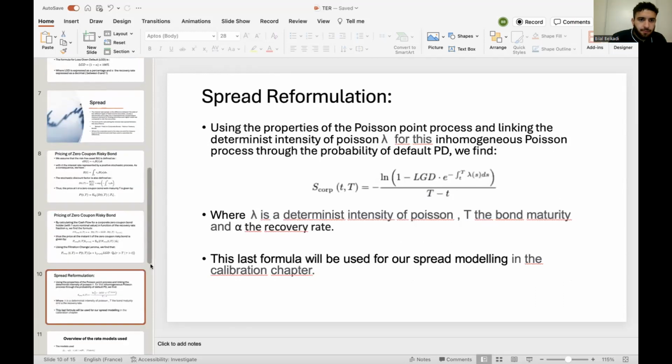And then by certain operations, we find this formula for our corporate spread, which is given by the log of the price under the maturity T minus the time t, where lambda is a deterministic intensity of Poisson, and T is the bond maturity. We emphasize this formula because it will be used in our spread modeling, in our optimization algorithm, and our model validation process.